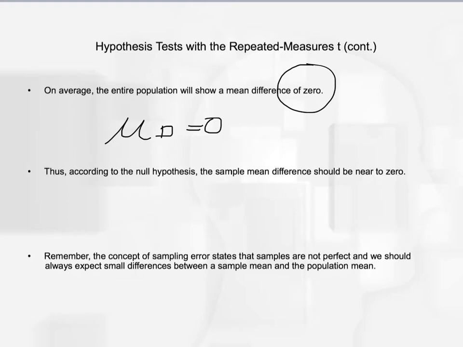And so we have the same concept of sampling error. You're going to see different scores that are different from 0, but are they different enough from 0 that these differences are due to the treatments or the measurements, and they're not due to sampling error?